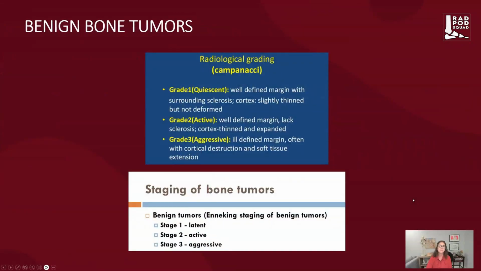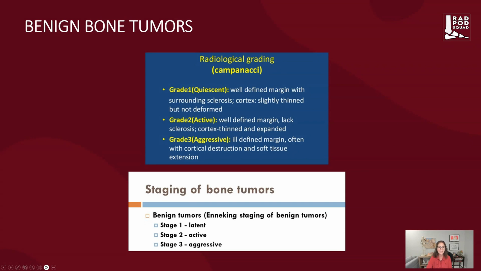Bone tumors can be further graded through x-ray using the Campanacci, where grade 1 is quiescent, that well-defined rim. Grade 2 is active. That's your 1Bs. There's a well-defined margin, but it lacks sclerosis. It might be even thinning the cortex and expanding it. Or is it a grade 3 aggressive? Ill-defined margin in that case, often with cortical destruction and soft tissue extension.